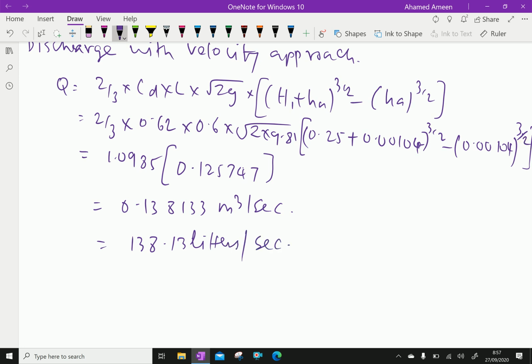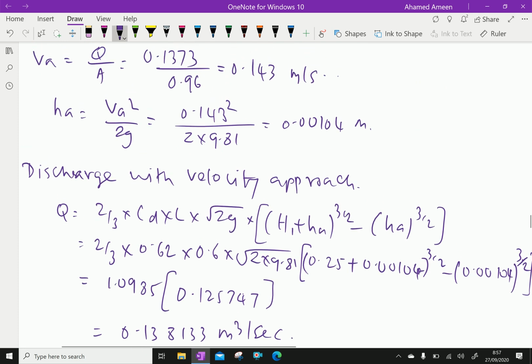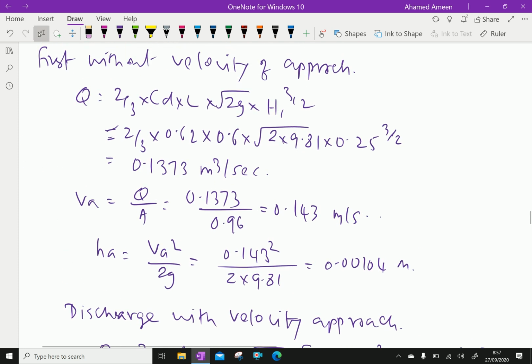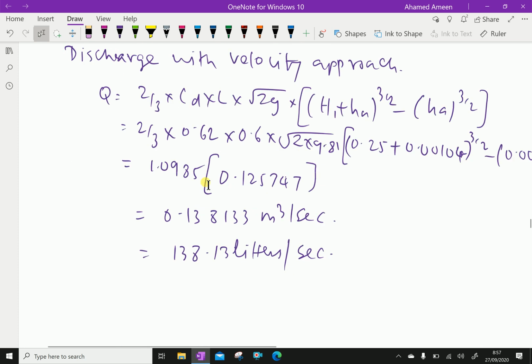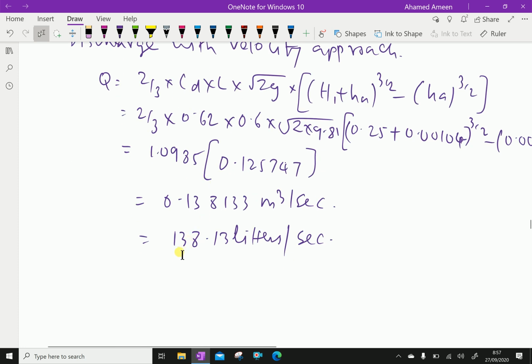Here, look at this. Without velocity of approach, Q is 0.1373 meter cube per second. With velocity of approach, it is 0.138133 meter cube per second. There is a little increase in discharge because velocity of approach is considered.